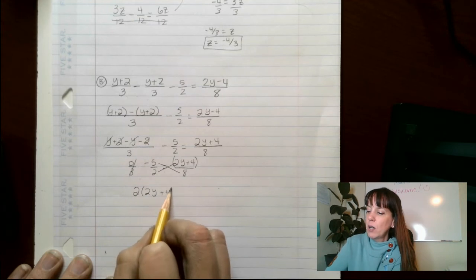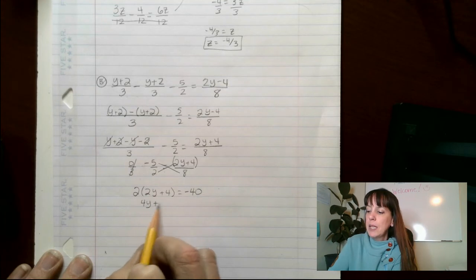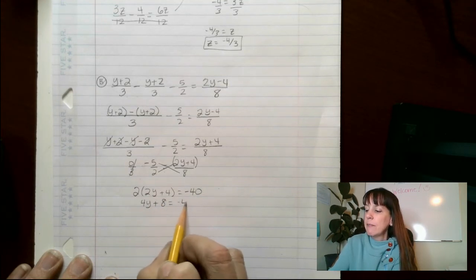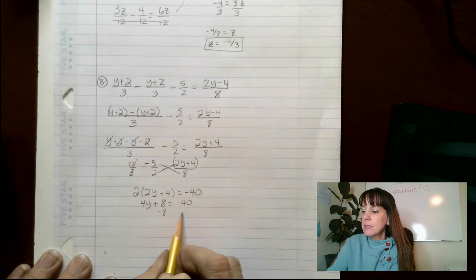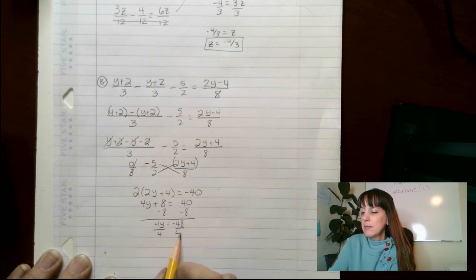2y plus 4 equals negative 40. 4y plus 8 equals negative 40. Minus 8 from both sides. 4y equals negative 48. Divide by 4, divide by 4. y equals negative 12.